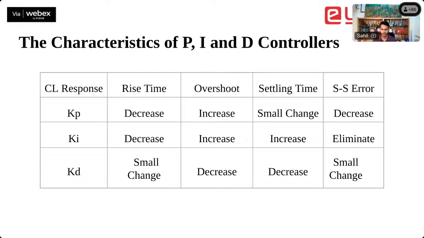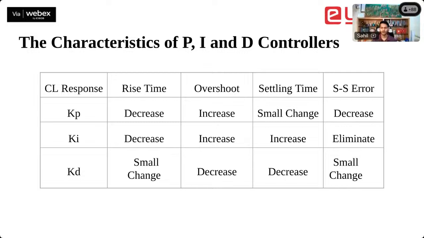And what we learned was when we see overshoot, we typically introduce KI. So increasing KI typically increases the overshoot. It also increases the settling time. About steady state error, the primary role of KI is to eliminate the steady state error, ensuring the system eventually reaches the exact set point.